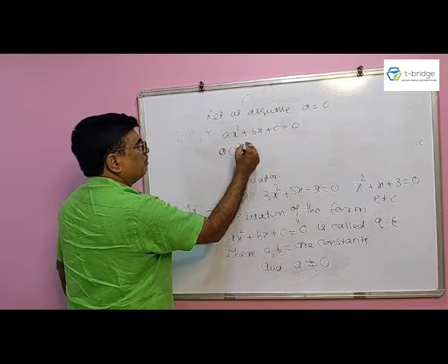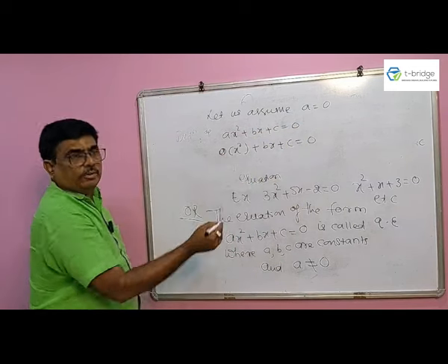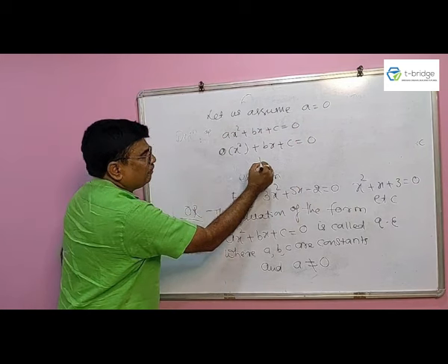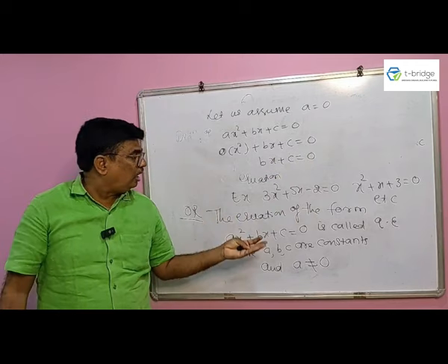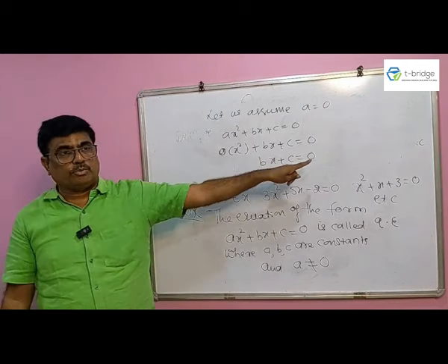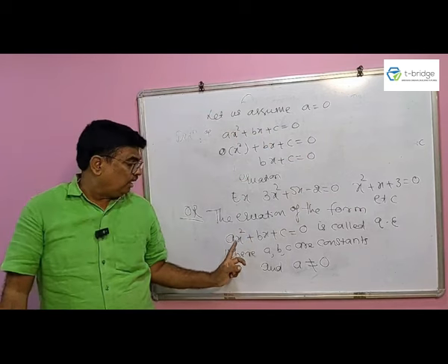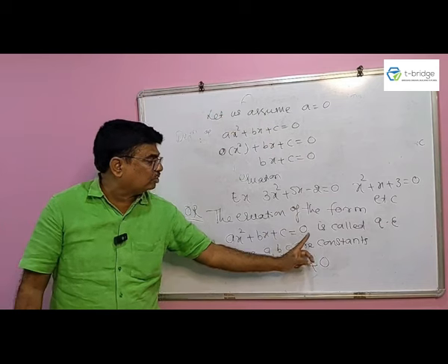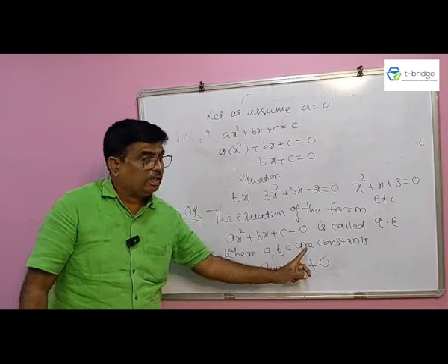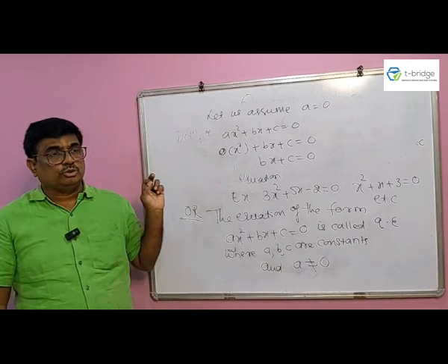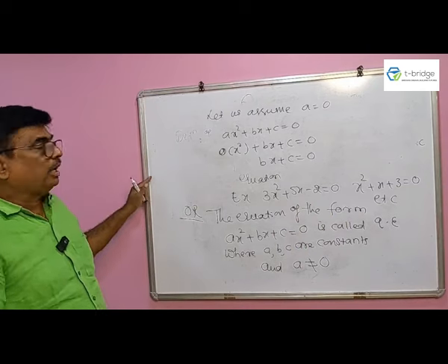0 into x square plus bx plus c equals 0. 0 into any term, what do we get? It is 0 only. Therefore what is left here? bx plus c equals 0. If a equals 0, the quadratic equation reduces to a linear equation in one variable. Try to understand. The equation of the form ax square plus bx plus c equals 0 is called a quadratic equation, where a, b, c are constants and a should not be equal to 0. This is the definition of a quadratic equation.